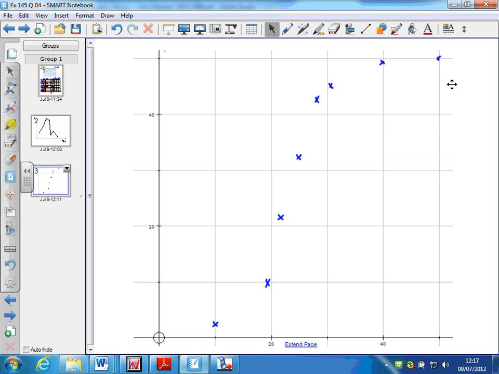Now we need to join these up with a smooth curve in between the points. So we can go from here up and around through the data points as well as we can to get this familiar S shape, this cumulative frequency ogive, it's sometimes called, that represents the data here.